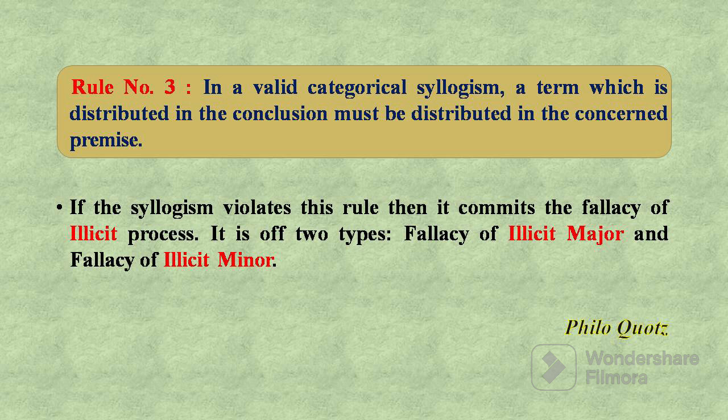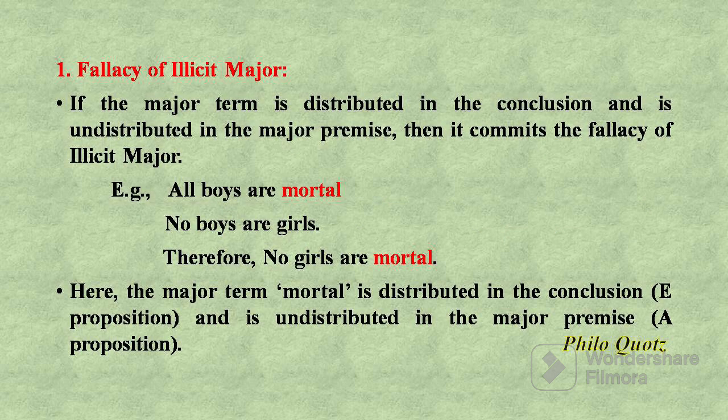Number 1, fallacy of illicit major. If the major term is distributed in the conclusion and is undistributed in the major premise, then it commits the fallacy of illicit major. For example, all boys are mortal. No boys are girls. Therefore, no girls are mortal. Here, the major term mortal is distributed in the conclusion and is undistributed in the major premise.